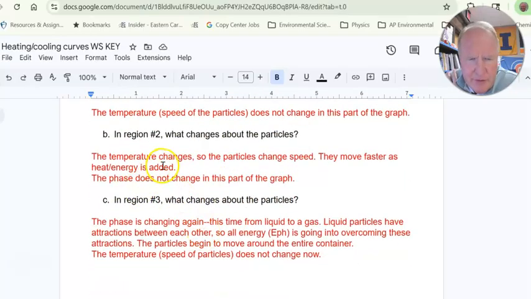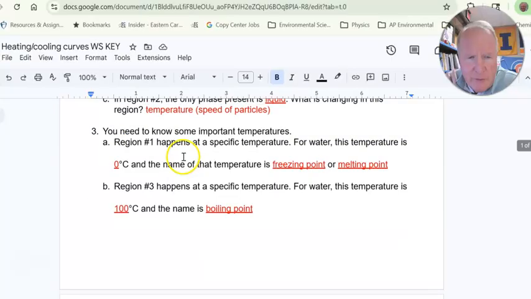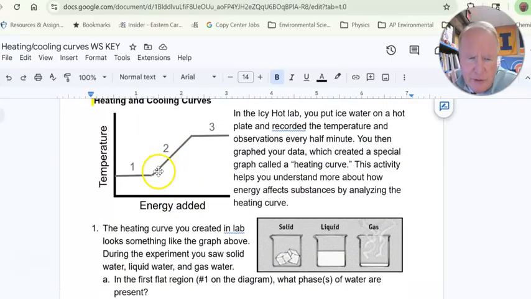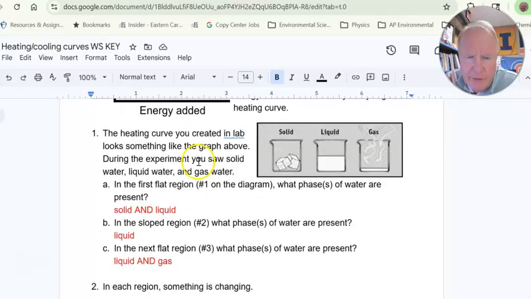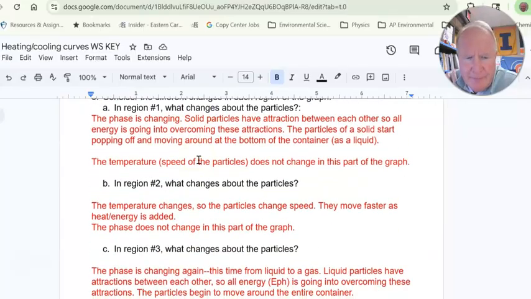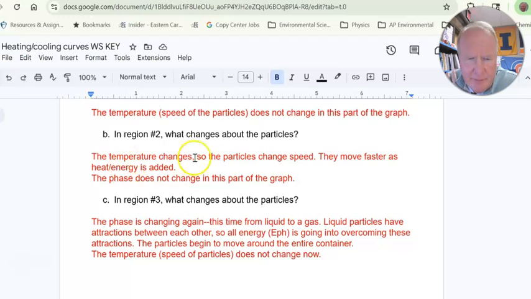And so the temperature is changing in section 2. Right here we're in section 2 as we're moving up. What's going to happen in section 2? We're going to go from 0 degrees to 100 degrees. What does that look like? Well, it just looks like the particles get a different speed, so they'll have a bigger arrow, but there is no phase change.